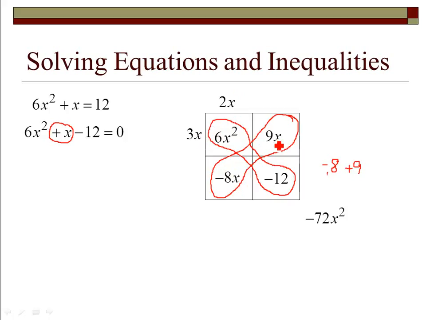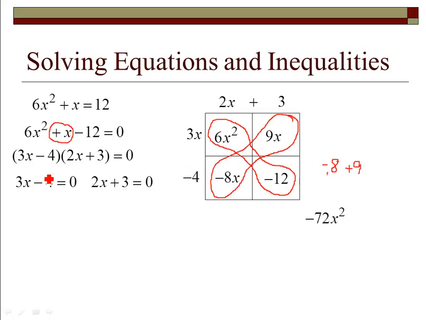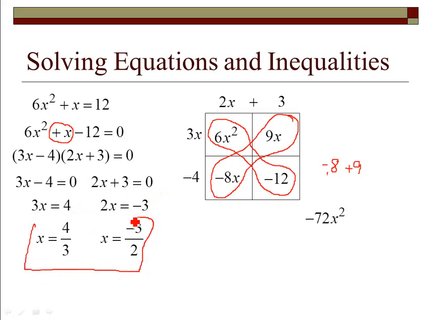So 3x times 3 will give me 9x. 2x times negative 4 will give me negative 8x. And as a check, 3 times negative 4 equals negative 12. So now we've got our factors. Okay, so we're going to set each one of these equal to 0. So 3x minus 4 equals 0. 2x plus 3 equals 0. I'll add 4. Over here I'll subtract 3, divide by 3, divide by 2, and then those are my answers. So that's problem number 1.